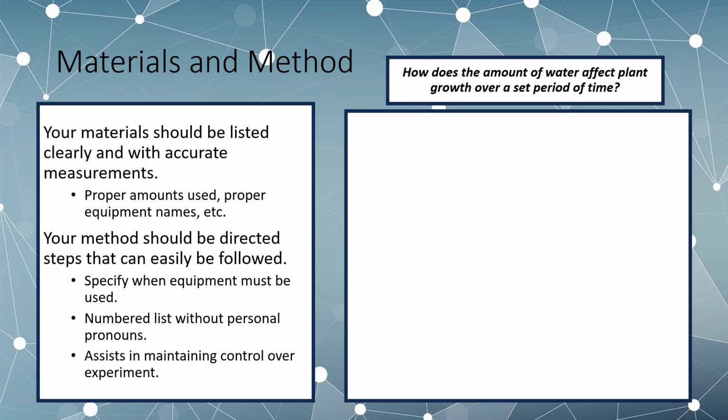Your method, on the other hand, should be directed steps that can be easily followed. You should specify when equipment must be used. You should have it as a numbered list without personal pronouns, meaning no "we", "then I did", etc. And it should assist in maintaining control over the experiment, making sure those control variables are kept the same throughout. Look at our example now.